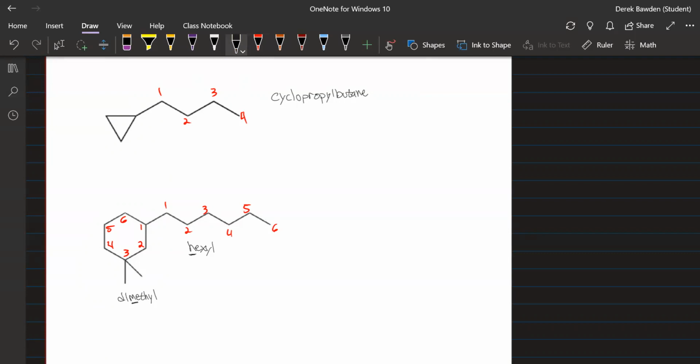Perfect. Okay, so now we're going to name this. We've got hexyl, right? What's next? 3,3-dimethyl. Our parent chain, our parent ring. Cyclohexane. Perfect. All right, and that is the end.